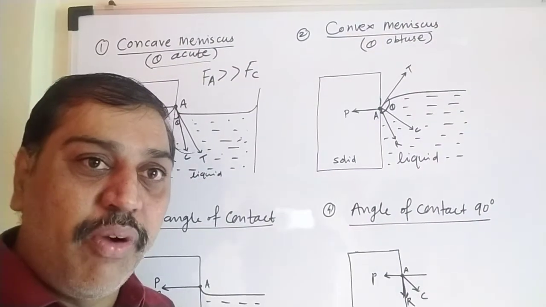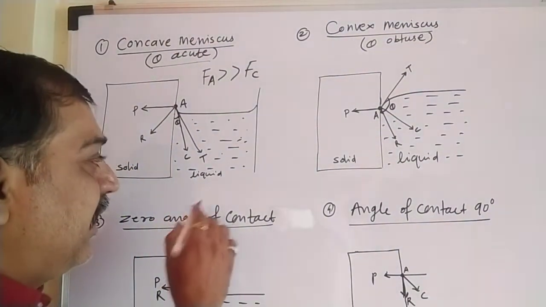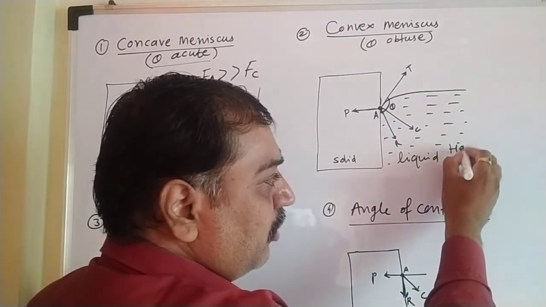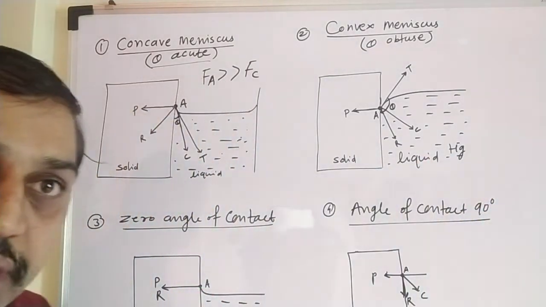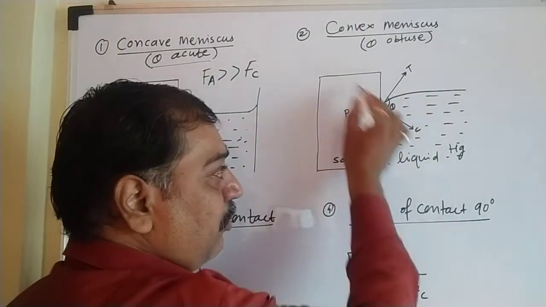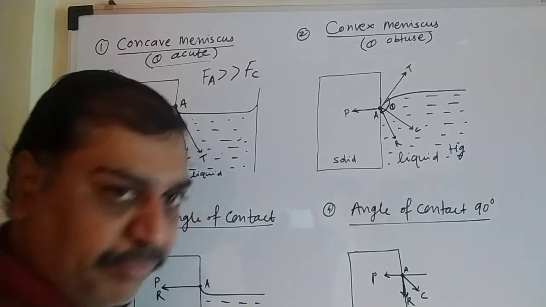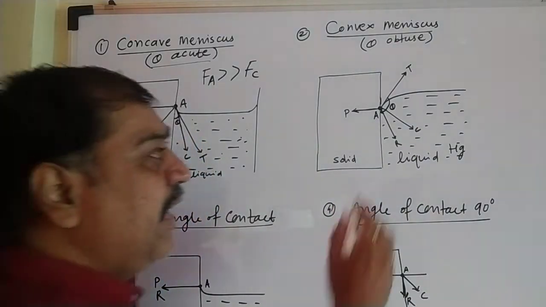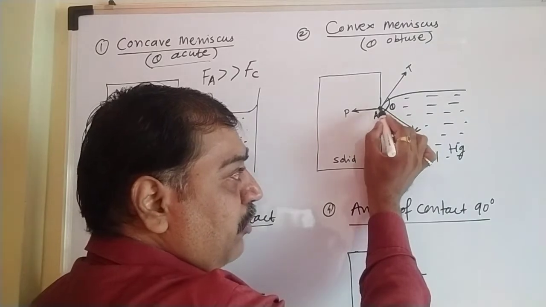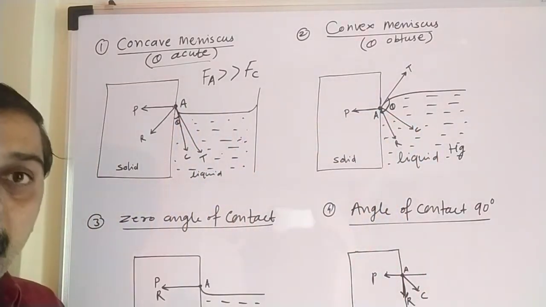Convex meniscus means what? Instead of kerosene, here they have taken mercury. I have told you initially, mercury makes a shape like this, and this is again a solid. This is liquid mercury. Now here again the point of contact comes here. The level rises, but the point of contact is close here at a little bit lower height.